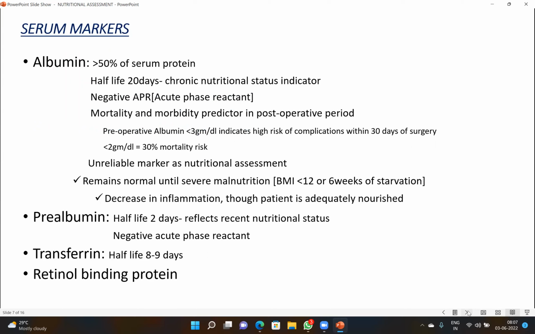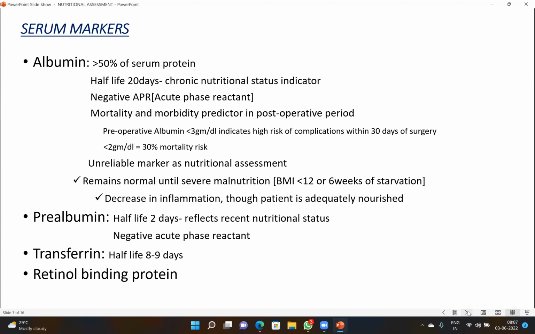Serum markers. Albumin, pre-albumin, transferrin, and retinol binding protein can be used preoperatively to assess nutritional status. Albumin forms more than 50% of the protein of serum. Its half-life is 20 days, so it can indicate the chronic nutritional status. It is a negative acute phase reactant. It is used to predict post-op mortality and morbidity.